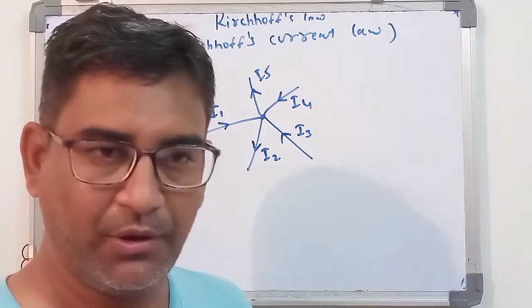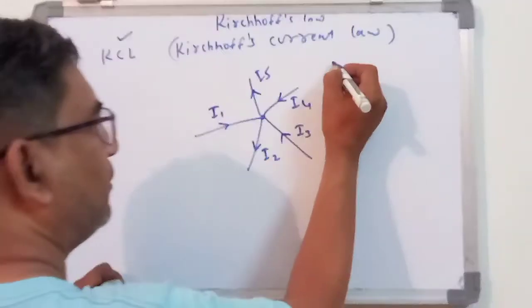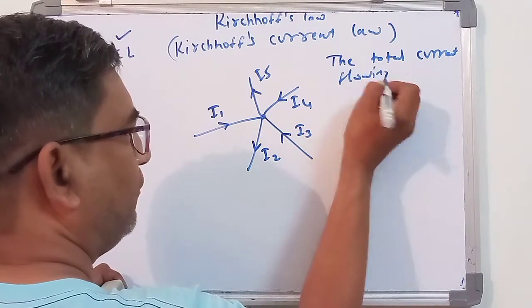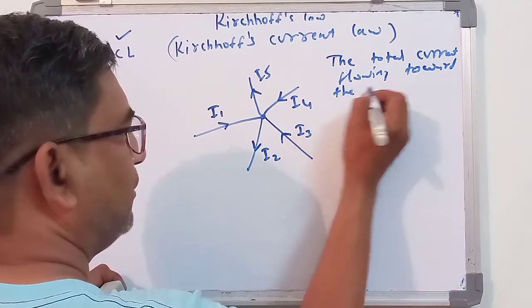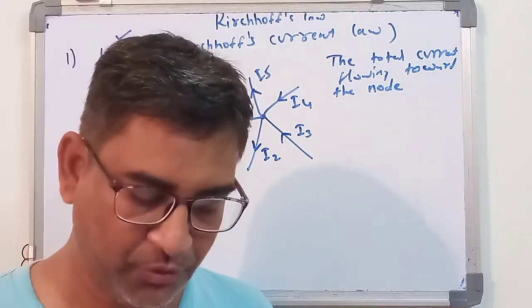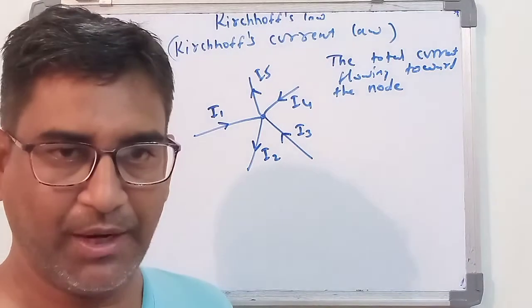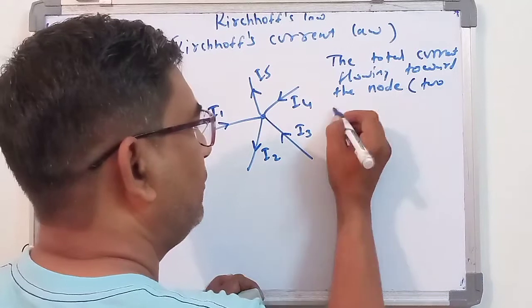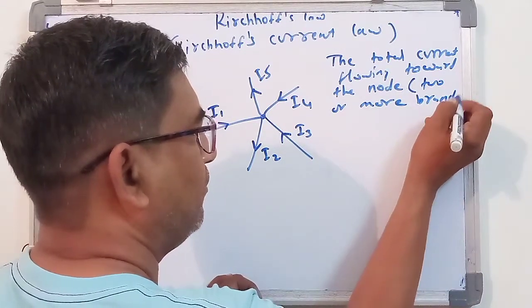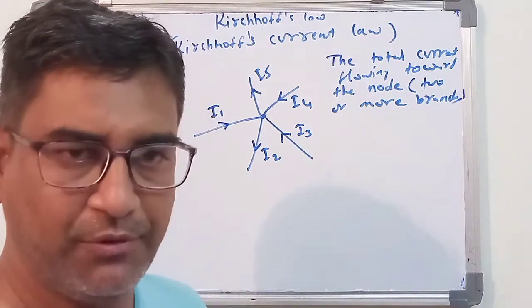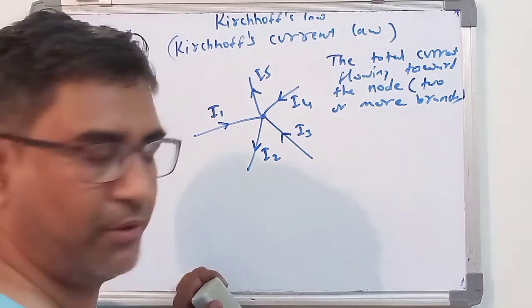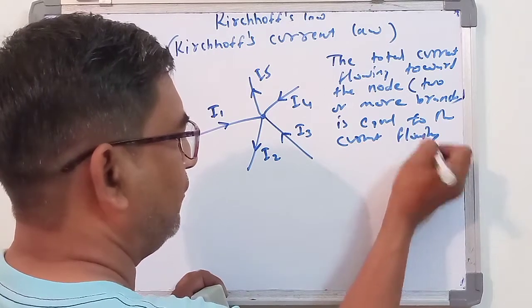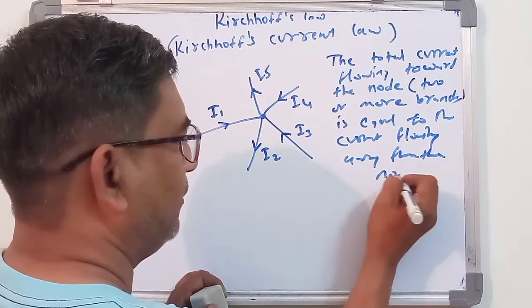What will be the definition? The total current flowing towards a node, which is the junction of two or more branches, is equal to the total current flowing away from the node.